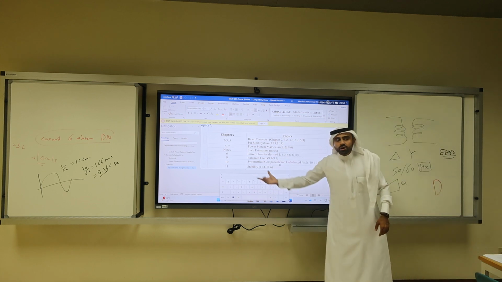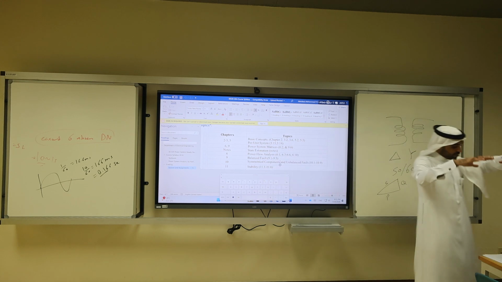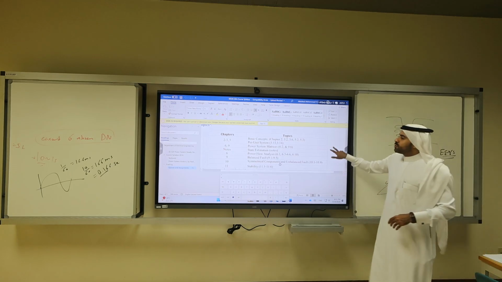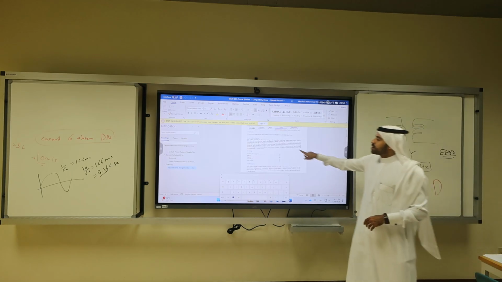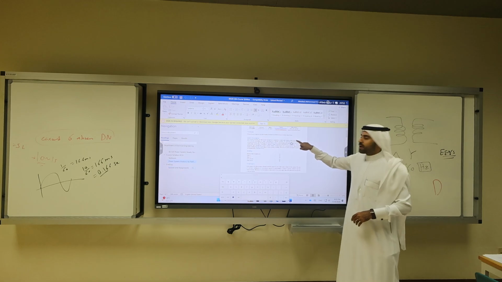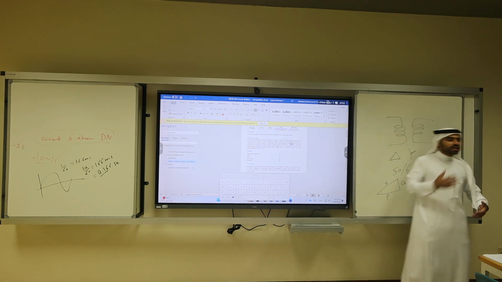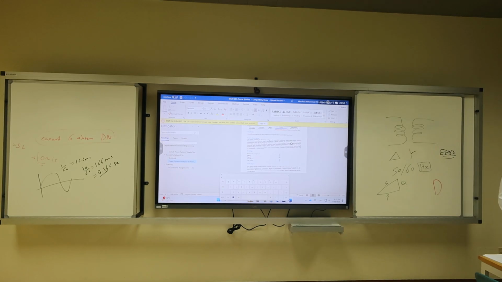So our goal is to look at the system level. That's why, if you read here, we analyze large power systems: 6 bus, 9 bus, 32 bus, etc. Okay?